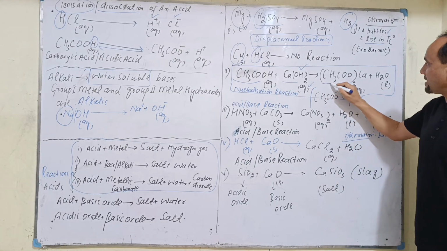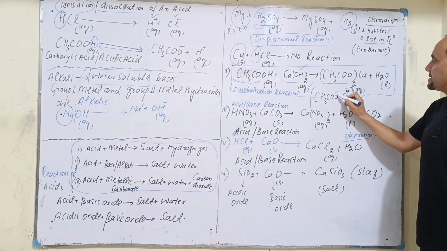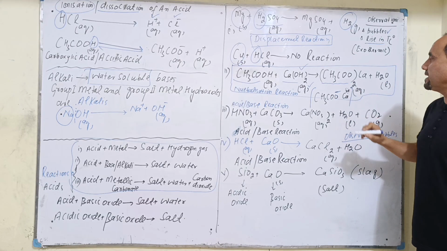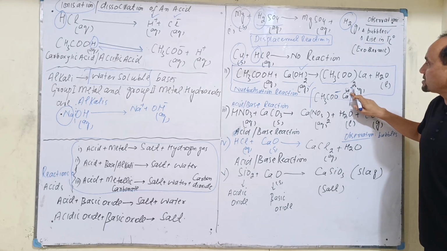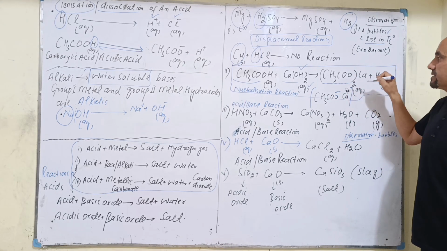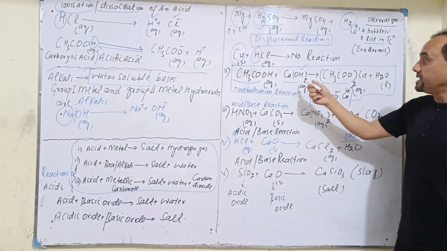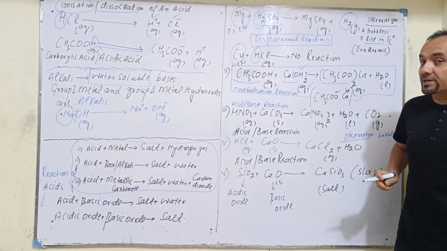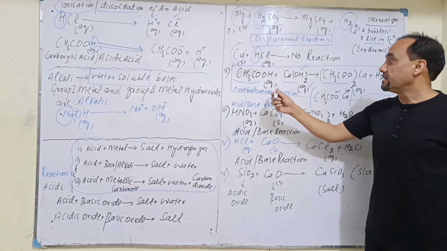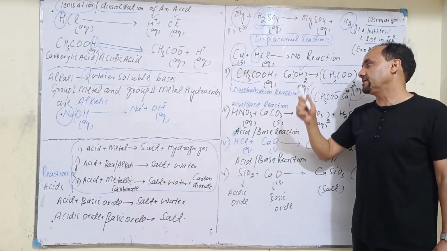Now look at the formation of this formula. CH3COO has a -1 charge. Calcium is in group 2, so it has a 2+ charge. So you will cross the oxidation states. And this reaction is called neutralization. What are the conditions for neutralization? There should be acid and alkali.